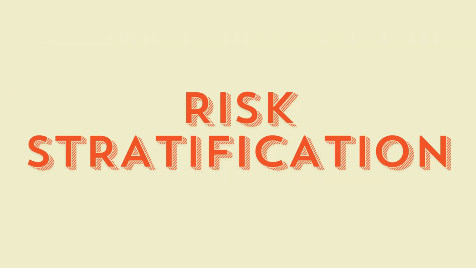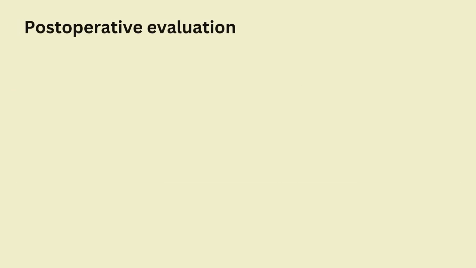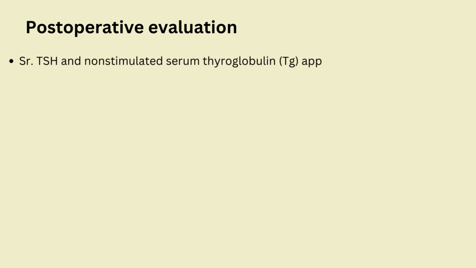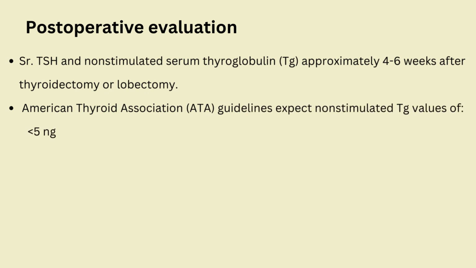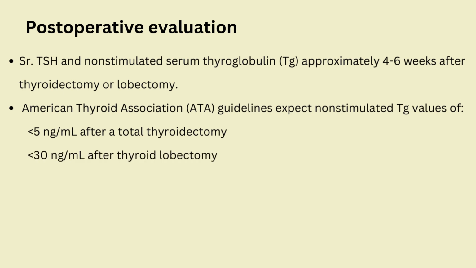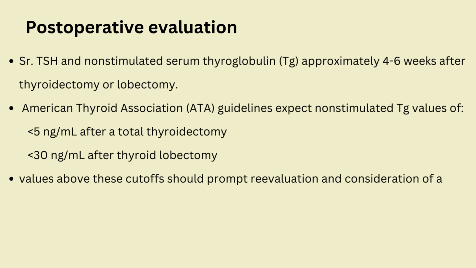So the next question arises, how do we stratify the risk in these post-operative patients? While evaluating post-op, we obtain the serum TSH and thyroglobulin levels 4 to 6 weeks after the surgery. ATA, which is the American Thyroid Association, expect the thyroglobulin levels to be less than 5 nanogram per ml after a total thyroidectomy and less than 30 nanogram per ml after a lobectomy. If values are seen above these ranges, evaluation for METs becomes necessary.